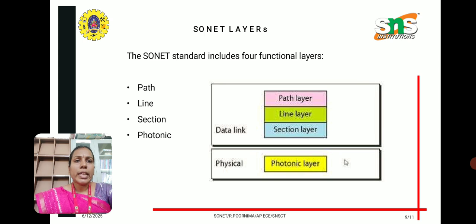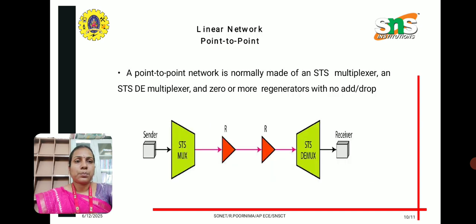And what are the layers present in the SONET network? It includes four functional layers: path layer, line layer, and section layer, which process the data, and the photonic layer, which is the physical layer.